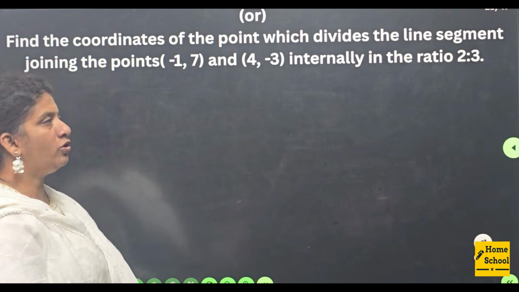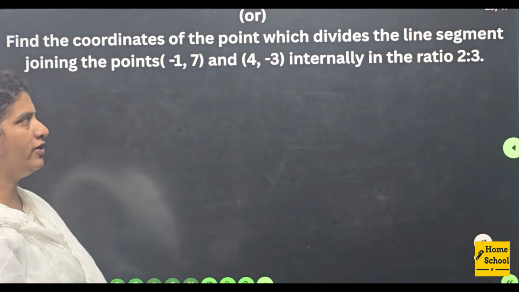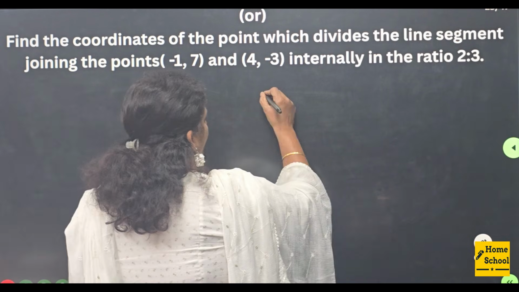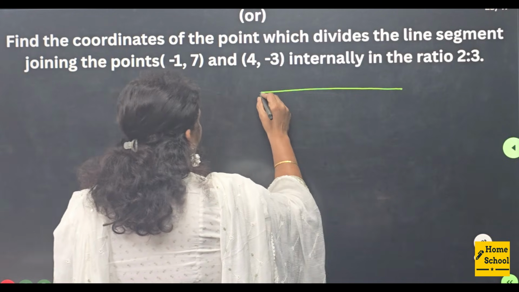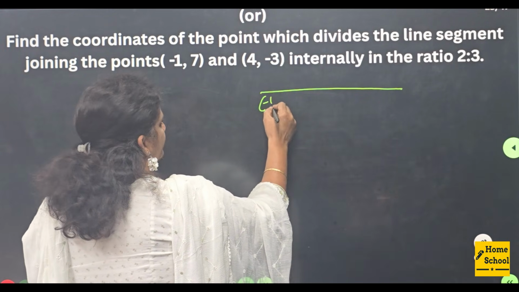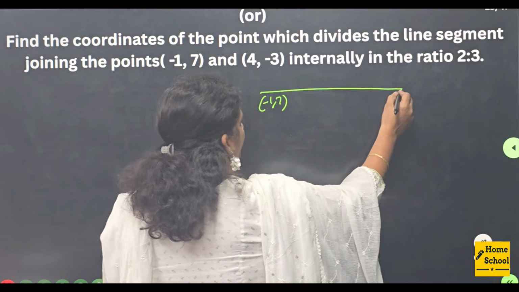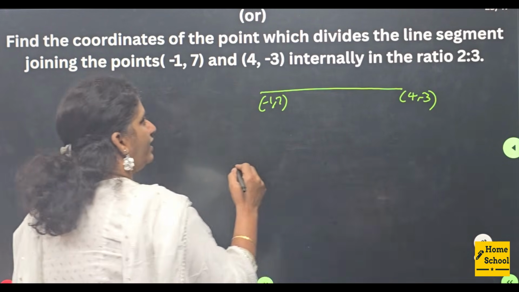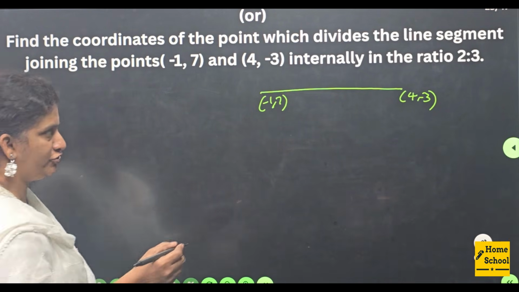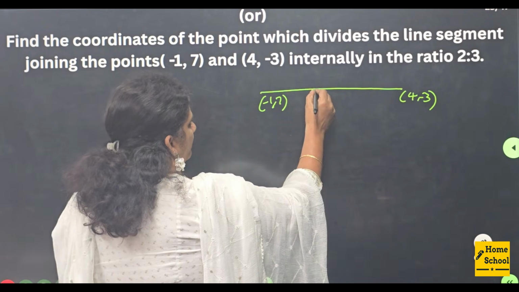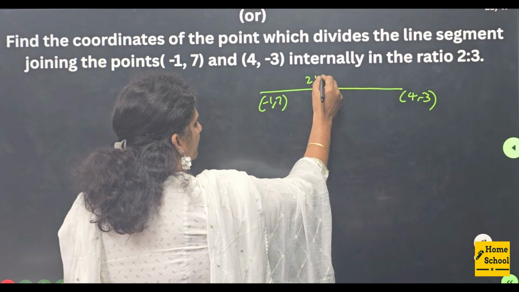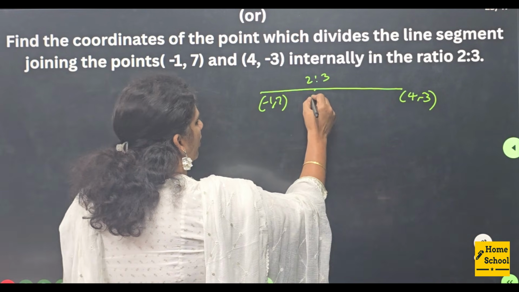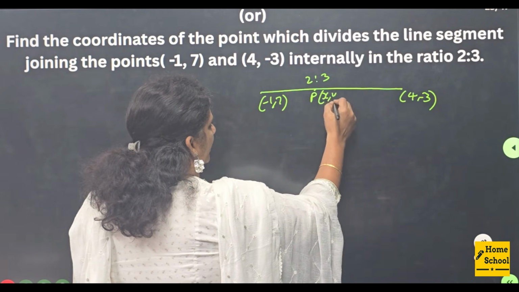In this we have one more OR question. Find the coordinates of the point which divides the line segment joining the points. Line segment, let us draw. The line segment joining points minus 1 comma 7 and 4 comma minus 3 is internally divided in the ratio 2:3. Let me mark a point here. The line segment is divided in a ratio 2:3. At a point, we need this point's coordinates.